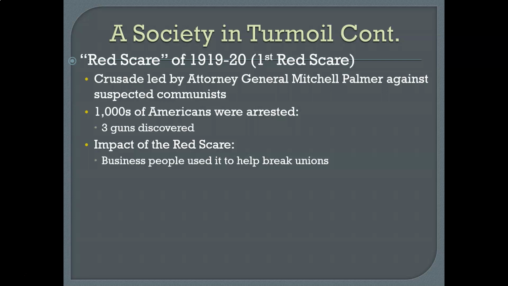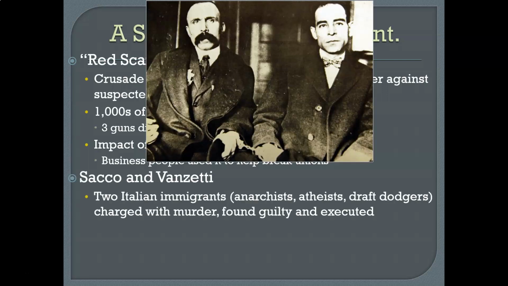Later in 1920, a bomb exploded on Wall Street, killing 38 people. No one was ever convicted of this bombing. But the ferocity of the Red Scare gradually abated, though its effects lingered well into the 1920s. And that brings us to Sacco and Vanzetti. Two Italian immigrants, anarchists, atheists, draft dodgers, charged with murder, found guilty, and executed.